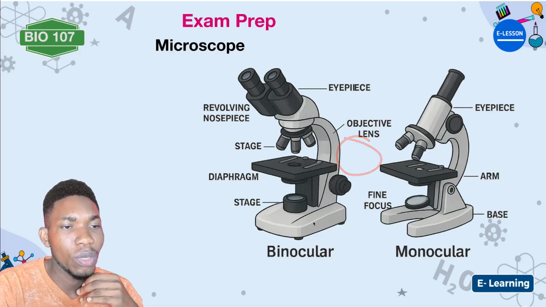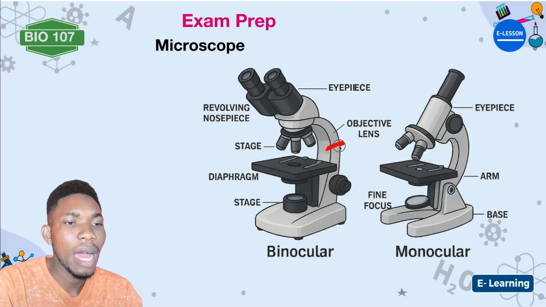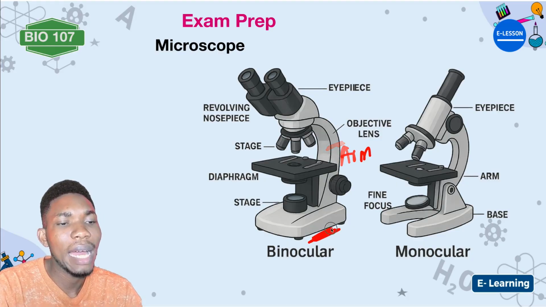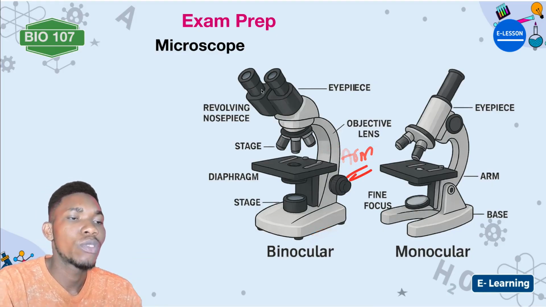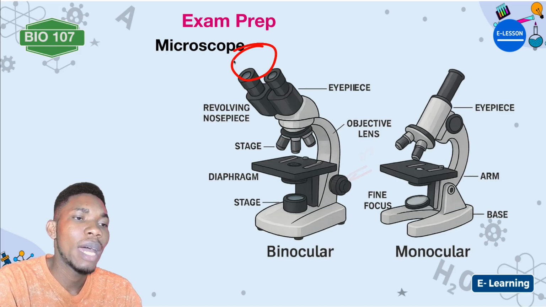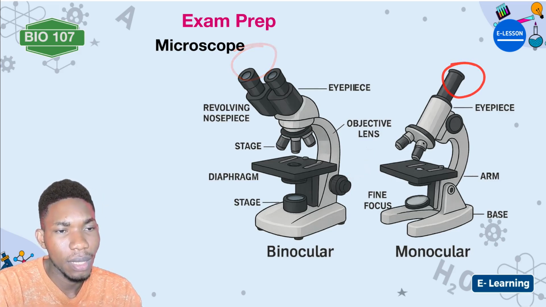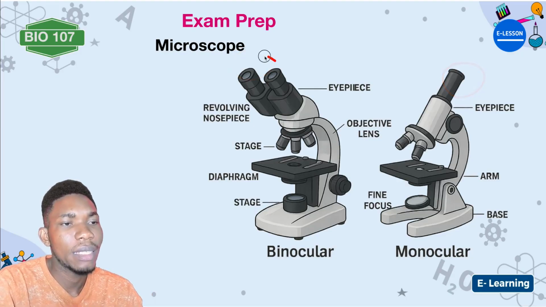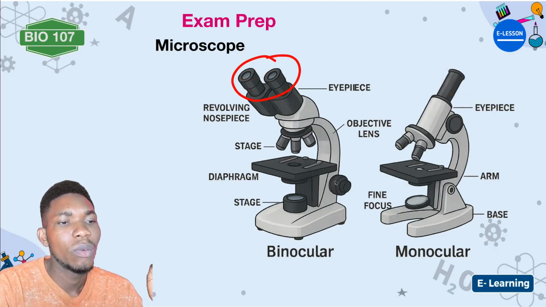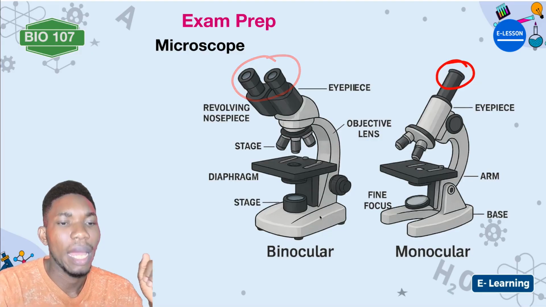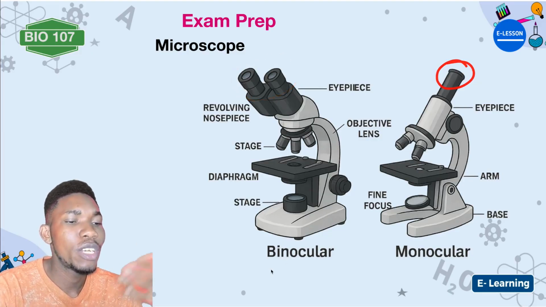Is that okay? You carry the microscope by this arm here, and with your other hand, you hold the base. These are the various types of microscope. Binocular, two eyepieces; monocular, one eyepiece. The same things that are here are the same things that are here. The only difference is that this one has two eyes, while this one has one eye. Is that okay? So that is the various parts of the microscope.